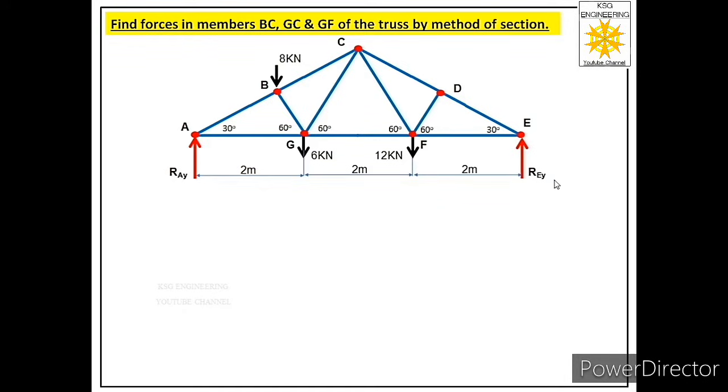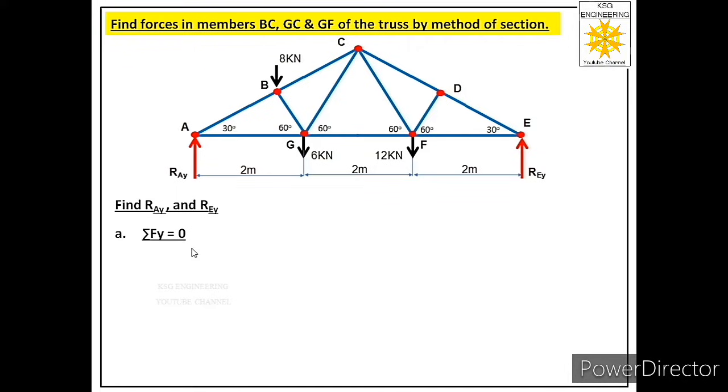So the next step is we have to find these two reactions first through equations of equilibrium. So let us find RAY and REY through equations of equilibrium. Let us apply the first equation, that is summation Fy equal to 0. Over here in this truss, no force is acting along the x direction, so that is why Fx is not considered. So directly we are applying summation Fy equal to 0.